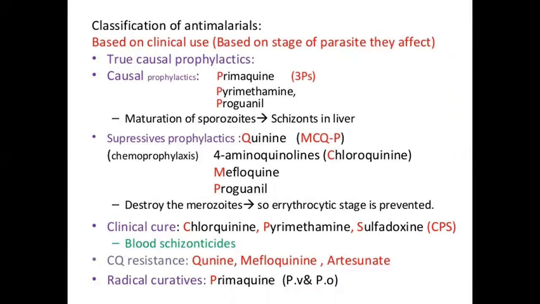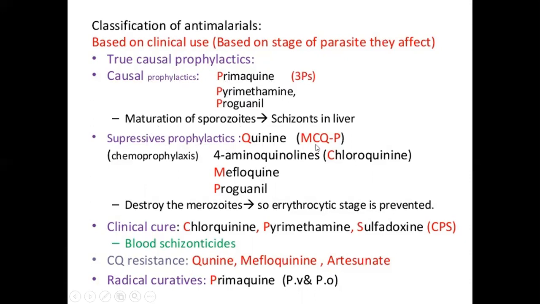So here, based on clinical use, based on the stage of the parasite they affect. True casual prophylactics used are primaquine, proguanil, pyrimethamine. Just remember these three P's: primaquine, pyrimethamine, proguanil for casual prophylactics. They act on the maturation of sporozoites, that means schizonts in the liver.